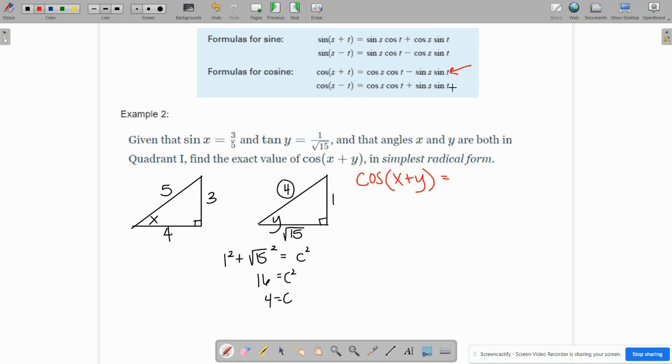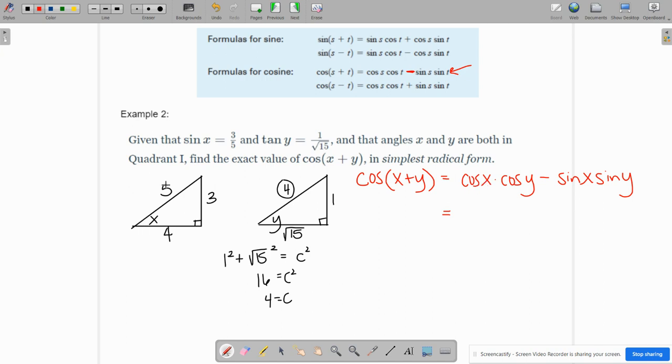So we are going to be using this formula right here. This means that you are taking the cosine of x times the cosine of y, and then you are subtracting the sine of each being multiplied together. So the product of sine x and sine y. So let's fill in what we know.